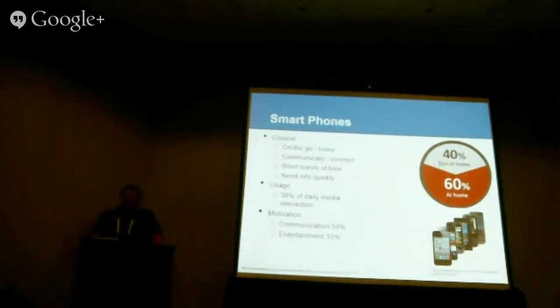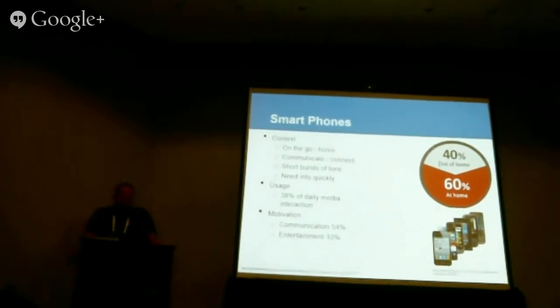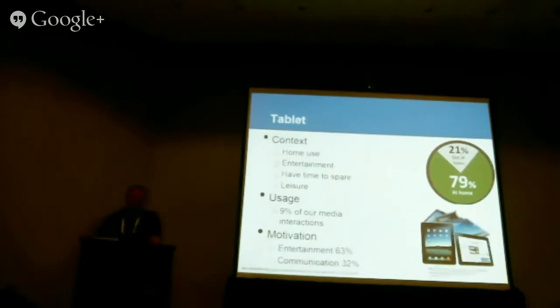Now, if you look at our smartphones, about 40% of this is out of the home, 60% in the home. Okay, and this is on the go. And what we're trying to do is communicate and connect with people. We're texting, using social media, and so forth, and it's usually a short burst of time. You get in, get out, you do whatever you're going to do, and you're on your way. And it's really the need for information quickly. And this is about 38% of our daily media interactions, and it's communication and entertainment.